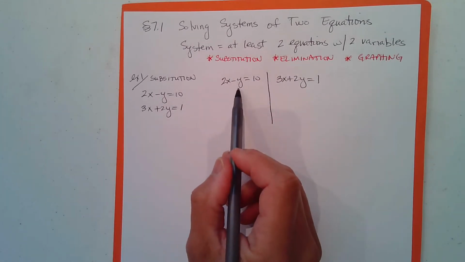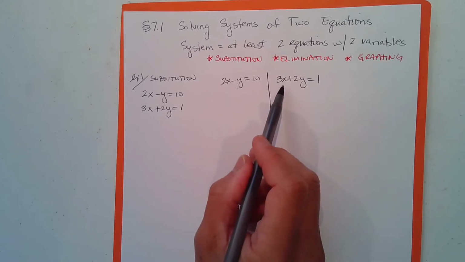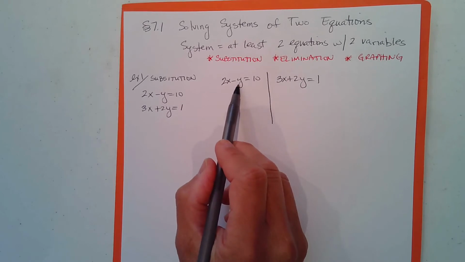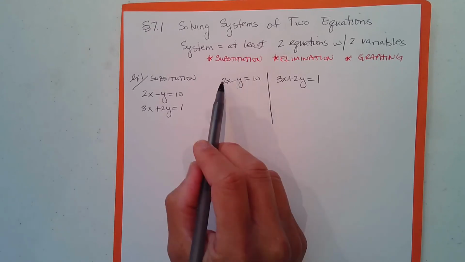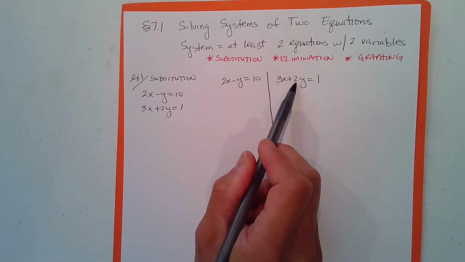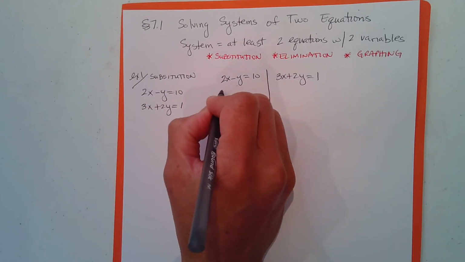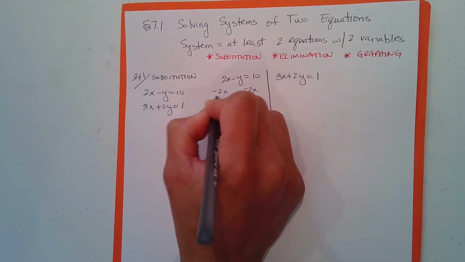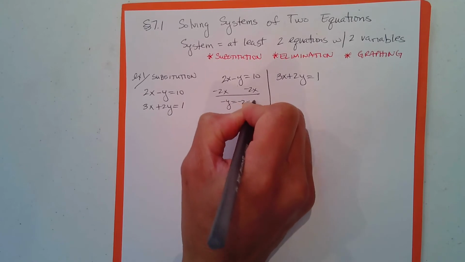What you want to do when you solve the system by substitution, try to check which variable is the easiest to isolate. I notice this variable y is the easiest to isolate because the coefficient of y here is -1 versus this is 2, 3, and 2. So let's subtract 2x from both sides. So we have -y equals -2x plus 10.